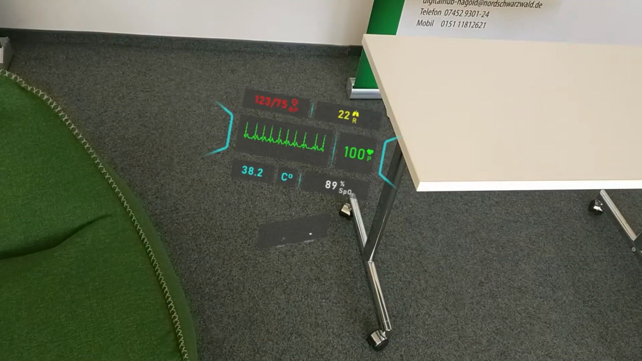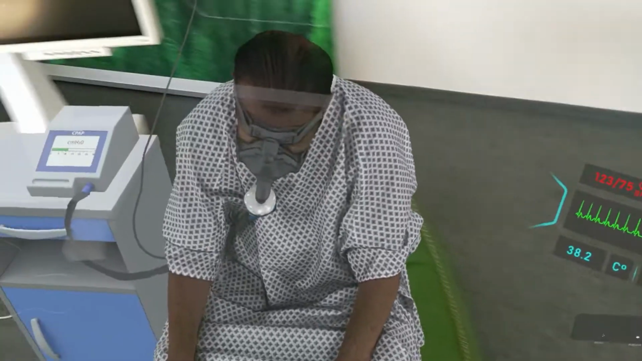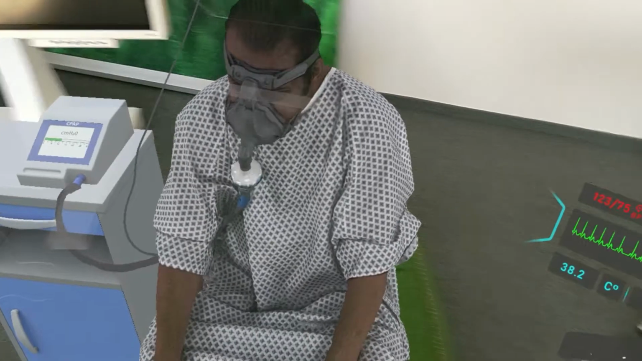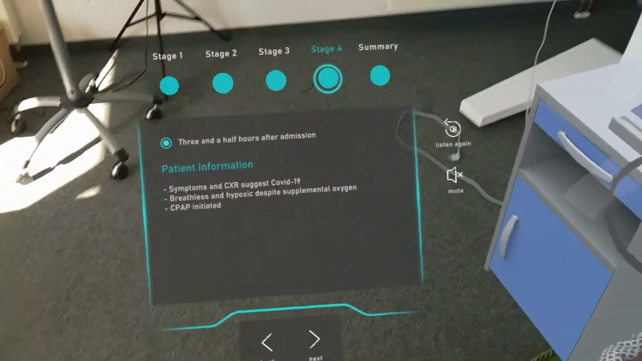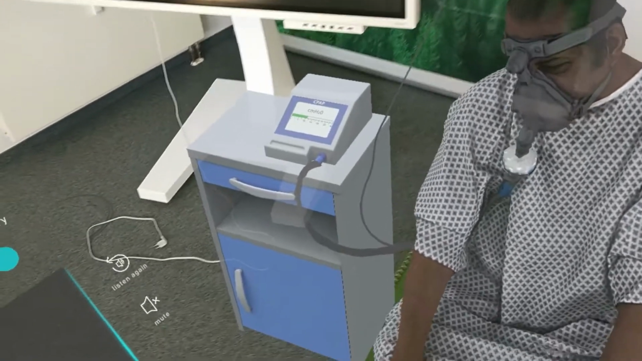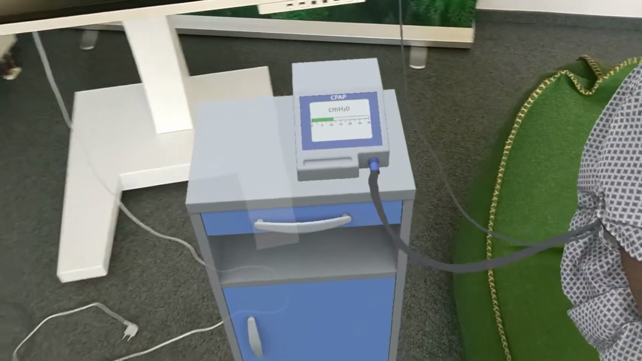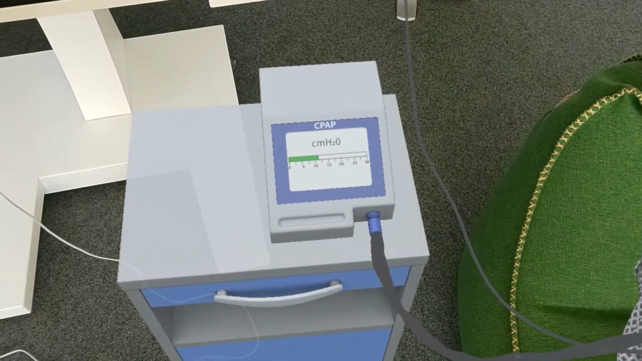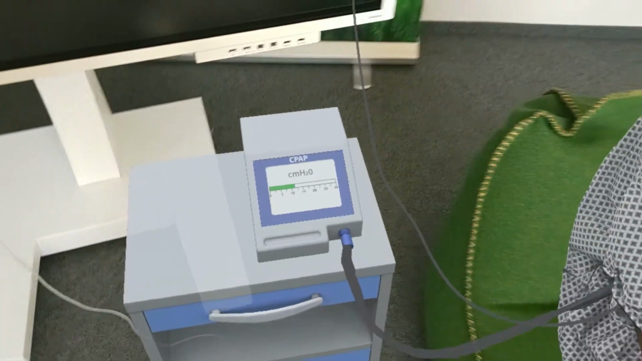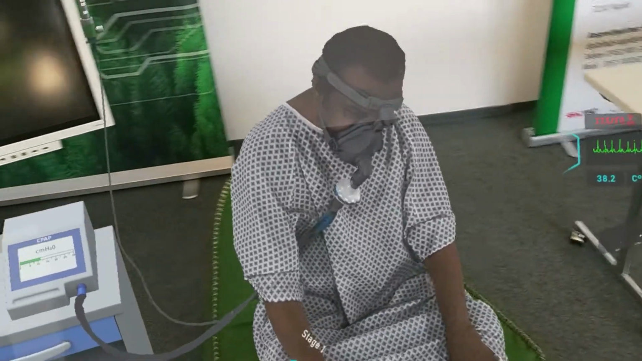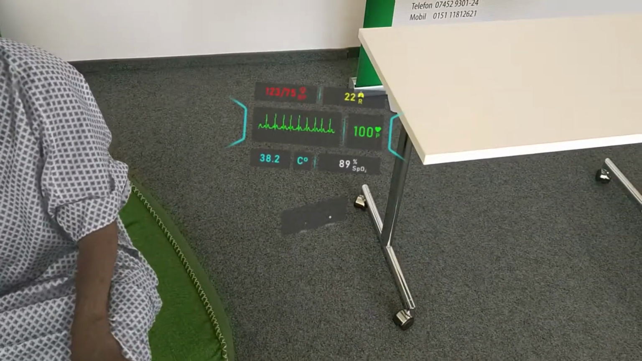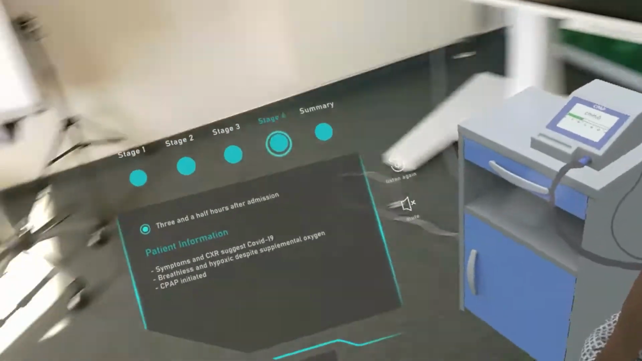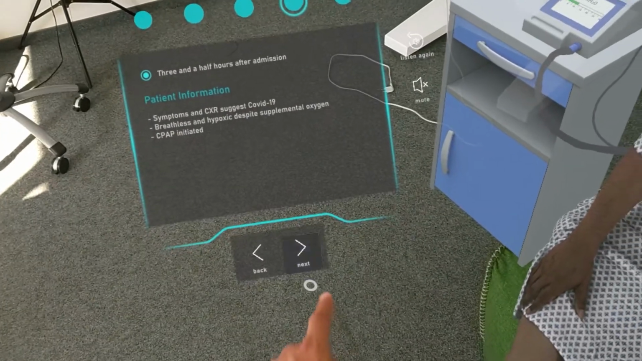A further 30 minutes has passed and the patient's symptoms and CXR are highly suggestive of COVID-19. The patient is breathless and hypoxic despite supplemental oxygen. A senior doctor has reviewed the patient and advised to initiate continuous positive airway pressure, CPAP, while awaiting review by the critical care team. Note the tightly fitting CPAP mask in situ. The aim of CPAP is to assist oxygenation and to help.